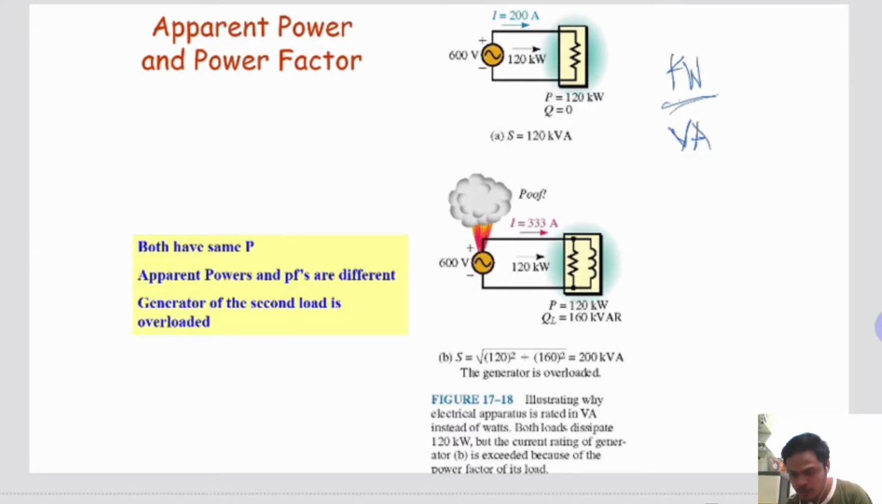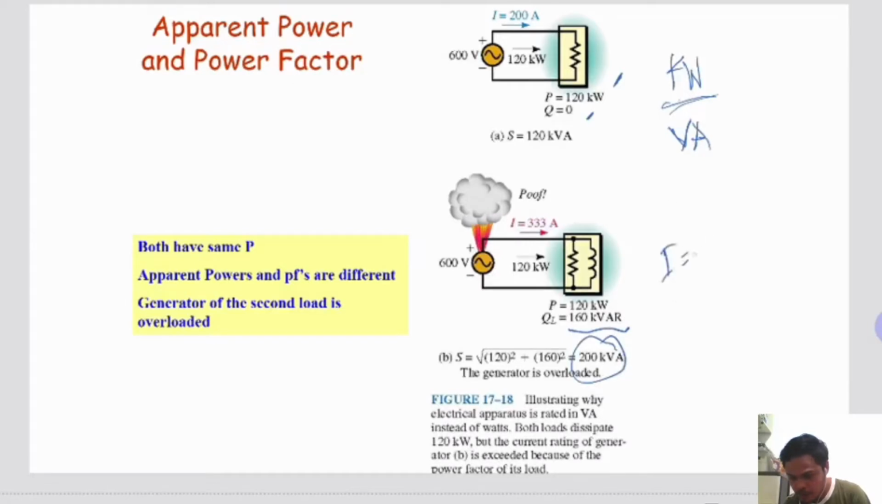You have P equals 120 kilowatts and our reactive power is 0. So our load is 120 kilowatts and the generator supplied 120 kilowatts as well. So in this case, the system is not yet overloaded. But as we introduce the reactive power of 160 kVAR, if we compute for the apparent power of that, you have 200 kVA.